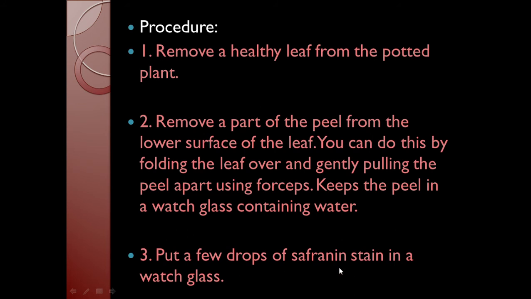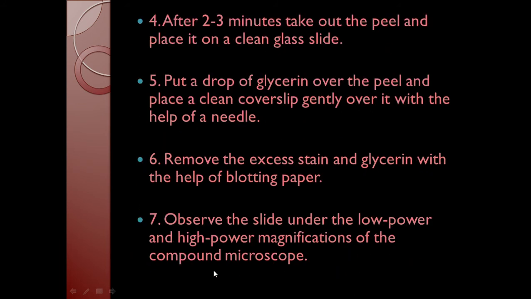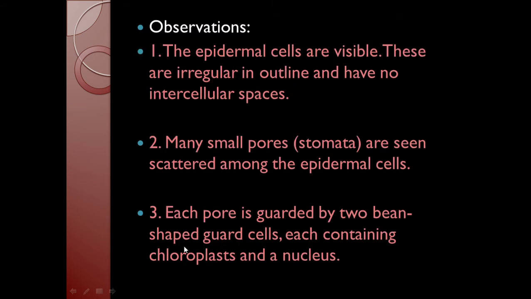Then put a few drops of safranin stain in a watch glass to stain the leaf peel. After 2 to 3 minutes, take out the peel and place it on a clean glass slide. Put a drop of glycerin over the peel and place a clean cover slip gently over it with the help of a needle. Then remove the excess stain and glycerin with the help of blotting paper. Then observe the slide under the low power and high power magnifications of the compound microscope.